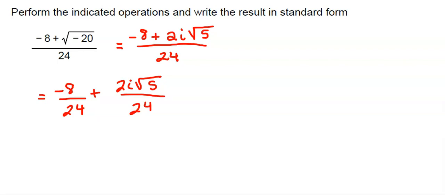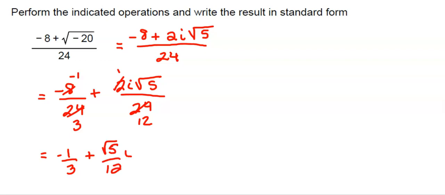For the first fraction, 8 goes into numerator and denominator. 8 goes into negative 8, leaves us with negative 1. 8 goes into 24, leaves us with 3. So the first fraction simplifies to negative 1/3. The second fraction, 2 goes into 2 once, and 2 goes into 24 12 times. So we have plus 1 times the square root of 5, that's the square root of 5, over 12 times that i to give us our simplified complex number answer.